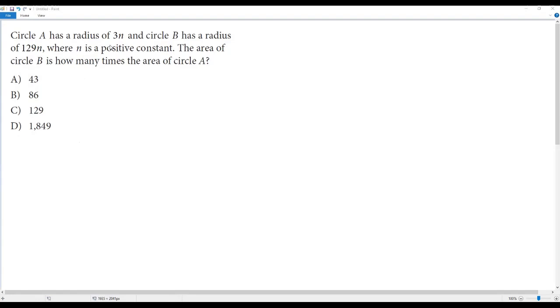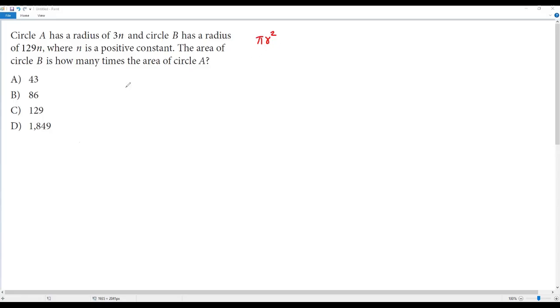Circle A has a radius of 3n and circle B has a radius of 129n, where n is a positive constant. The area of circle B is how many times the area of circle A? Since we have the question on area of circle, let's write the formula to get the area of a circle, that is pi r squared. Here this r is the radius of the circle.